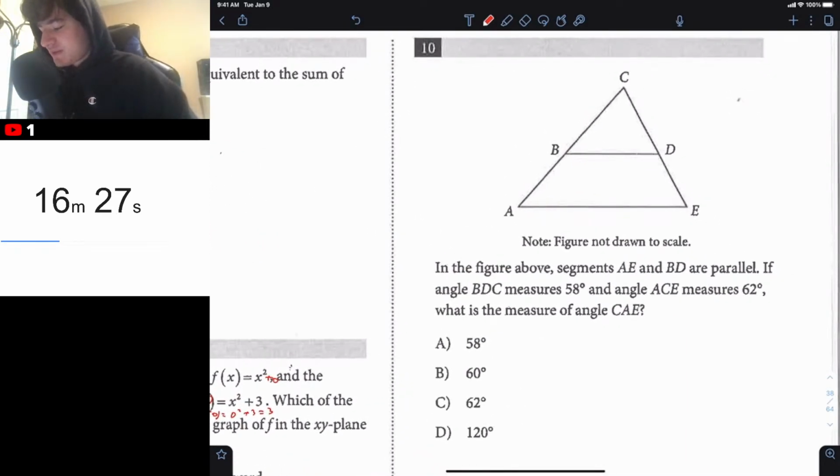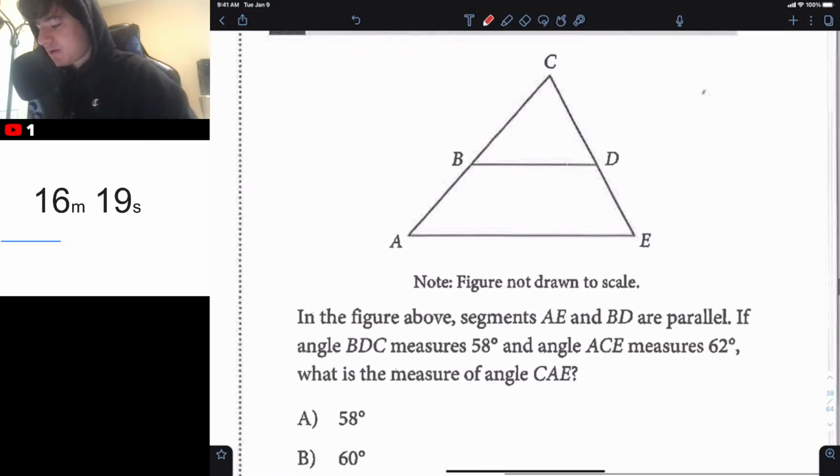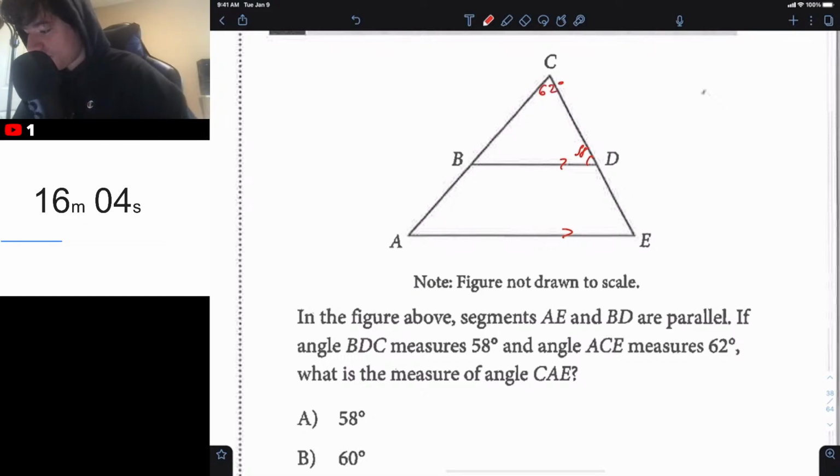All right, in the figure above, segments AE and BD are parallel. If the angle BDC measures 58 and angle ACE measures 62, what is the measure of angle CAE? Okay, so AE and BD are parallel. Cool. If angle BDC is 58 and ACE measures 62, so this is 62. What is the measure of CAE? Let's see, CAE, so we need this guy.